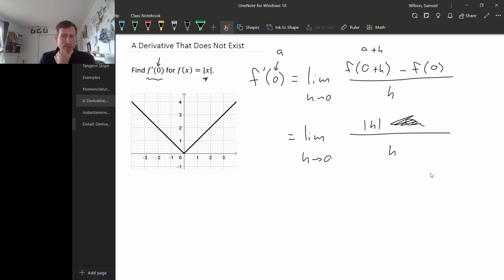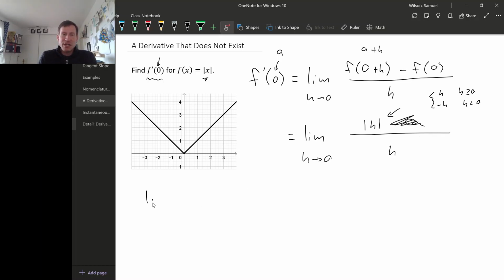That doesn't change anything. So we need to find the limit as h goes to 0 of the absolute value of h over h. And this limit is a little tricky because of the absolute value. We can interpret this as a multi-part function. The absolute value of h is h if h is positive, and it's minus h if h is negative. And when you have a multi-part function, remember calculating limits, usually you need to do the limit from each side separately and then see if the two limits agree.